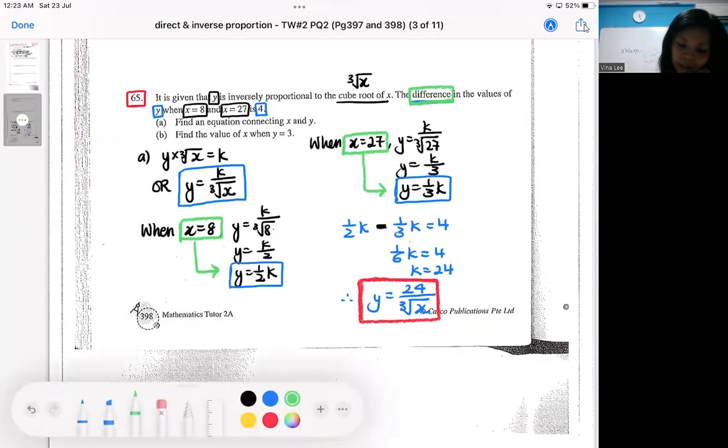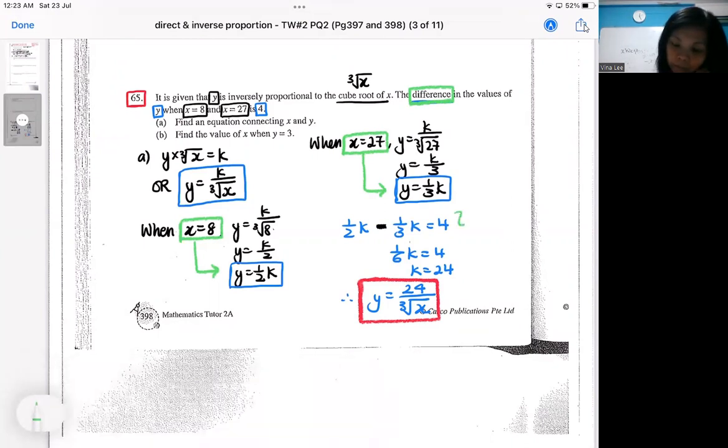Okay, so this part is the difference in the y value. So there's a bit of English involved, so that confuses you. But otherwise, it's just subtracting y values. Okay, then subsequently you can use the equation to answer part B.